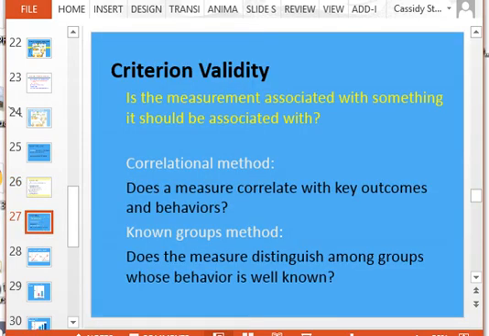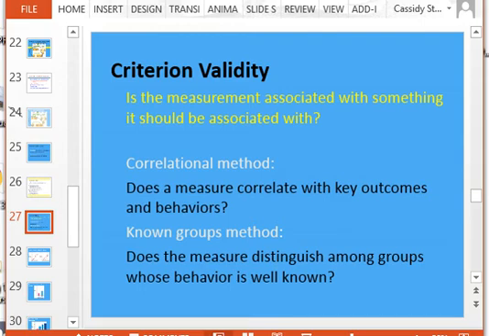So criterion validity. So here, what we're looking at with criterion validity is whether the measure that is used in the study is associated with some other behavior that it should be associated with. Okay, so that may be kind of confusing, but the idea is that whatever it is that we're measuring, that should relate to some observable behavior in that individual. And there are two methods to look at this.